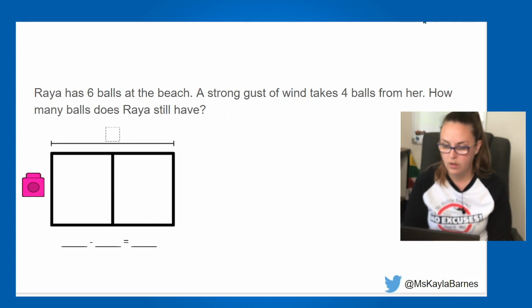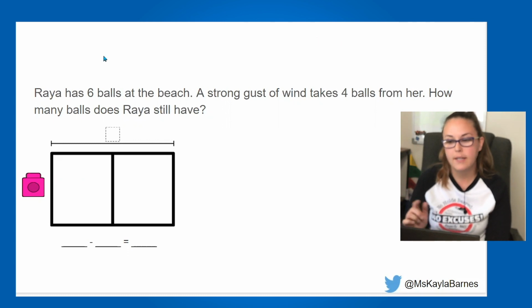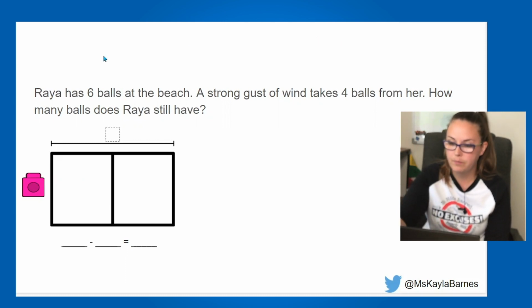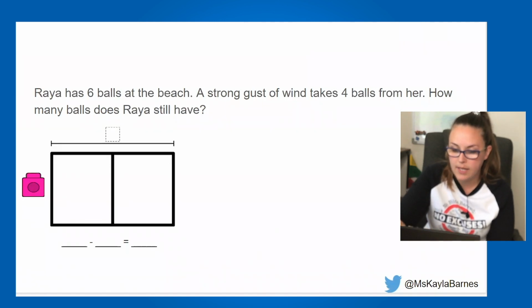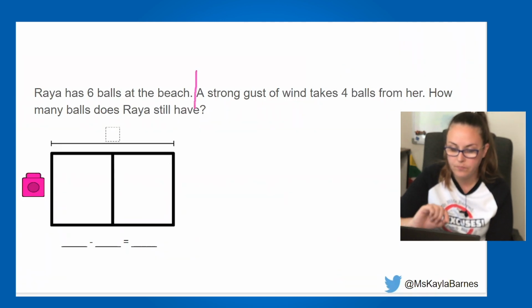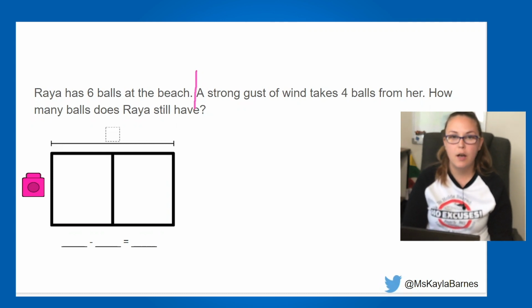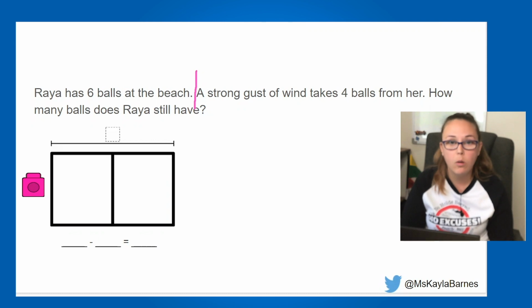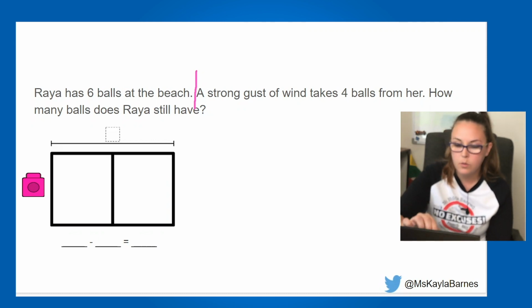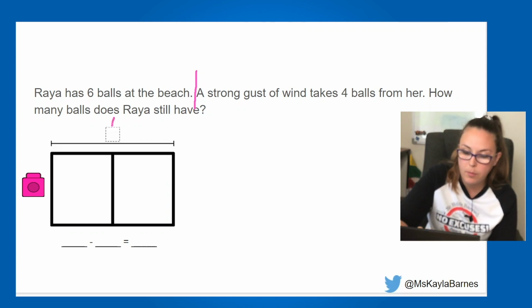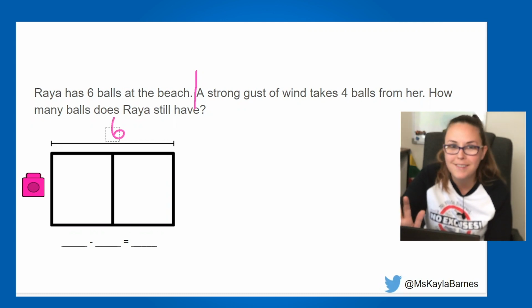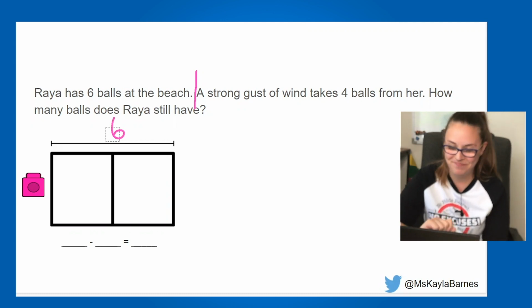So I'm going to go back and we're just going to read that again, stopping so that we can model. So Rhea has 6 balls at the beach, and we're going to stop there. What number does 6 represent? Does it represent a part, or does it represent the whole? Good job. So we're going to put 6 at the top of our part whole map. And again, I know mine doesn't fit, but I bet you got yours too.